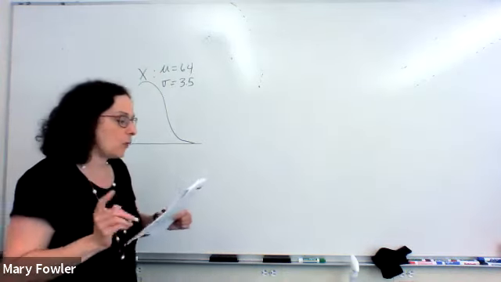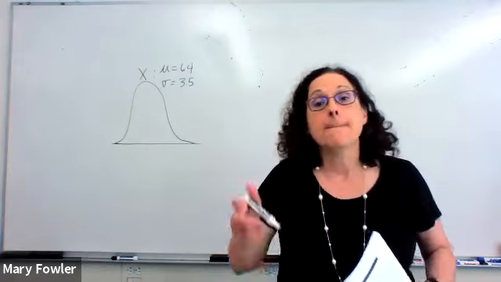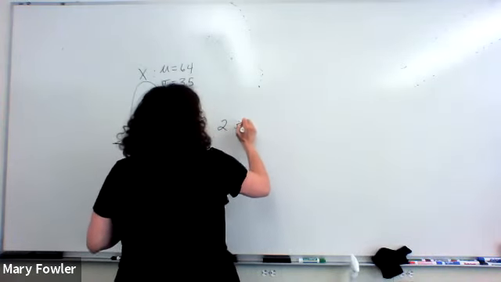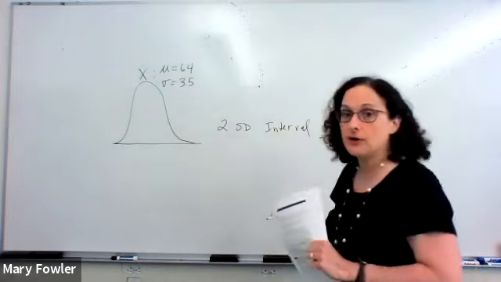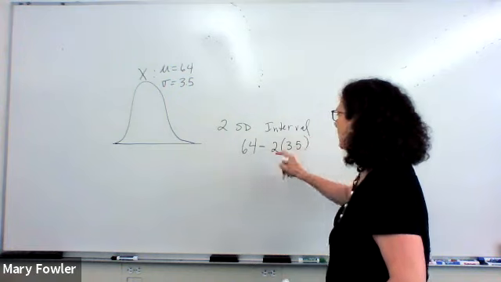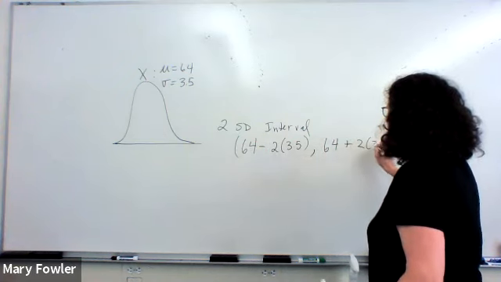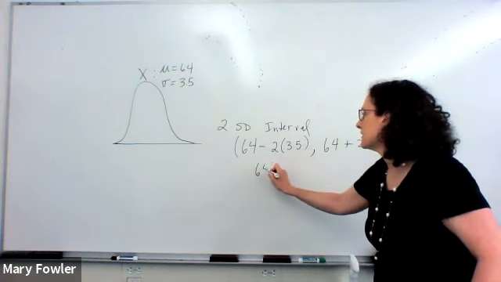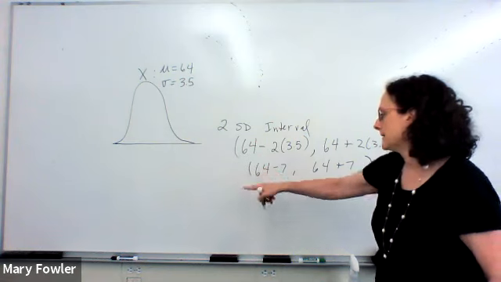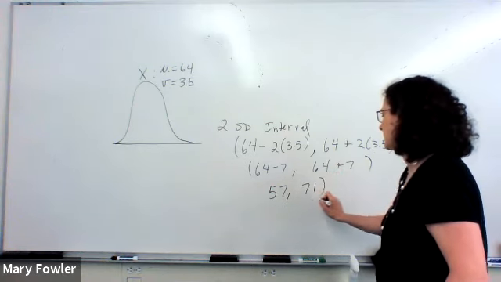We are asked, what is the approximate age range in which 95% of people retire? By the empirical rule, we know that that's the 2 standard deviation interval. So we're going to look for the 2 standard deviation interval, right? And so that's going to be 64 minus 2 times 3.5. That is mu minus 2 sigma. This is going to be an interval to 64 plus 2 times 3.5. Okay, so it's 64 minus 7 to 64 plus 7. And 64 minus 7 should be 57, and 64 plus 7 is 71.